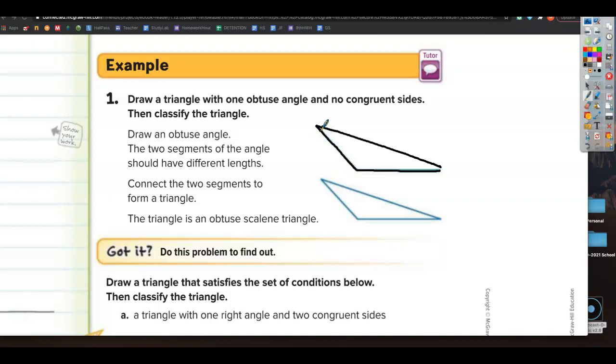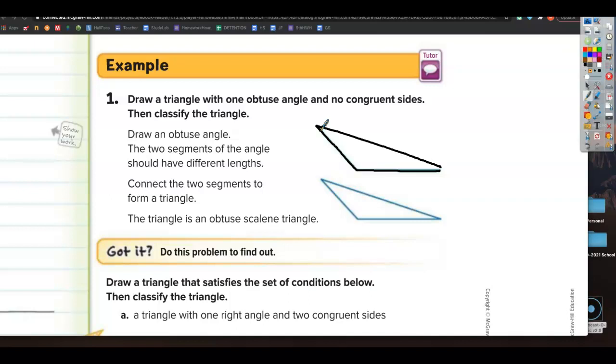So do I need to add any tick marks? No. Now I have to classify it. How many answers should I have when I classify a triangle? 3. Nope. No, 4. 2. I have to classify it by its side and by its angle.